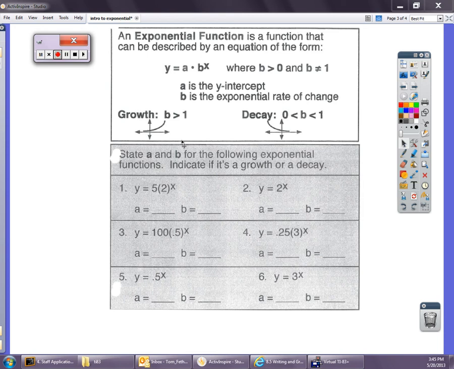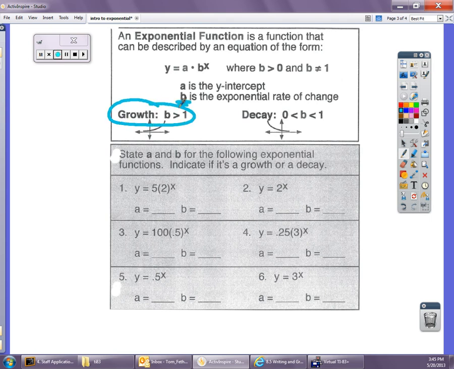Now we have two types of graphs. We have a growth or a decay. To have a growth, that b value has to be greater than 1. If b is any number greater than 1, the graph is going to grow exponentially. And if the b value is between 0 and 1, like 0.5, 0.25, 3/10, 1/3, they are decays. They are numbers that are between 0 and 1.